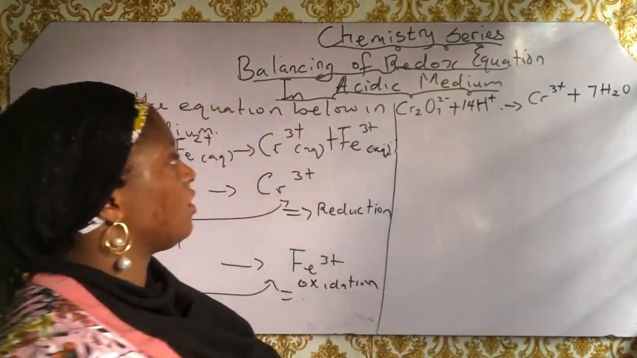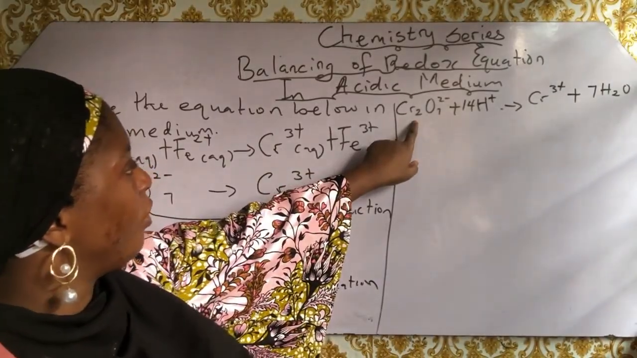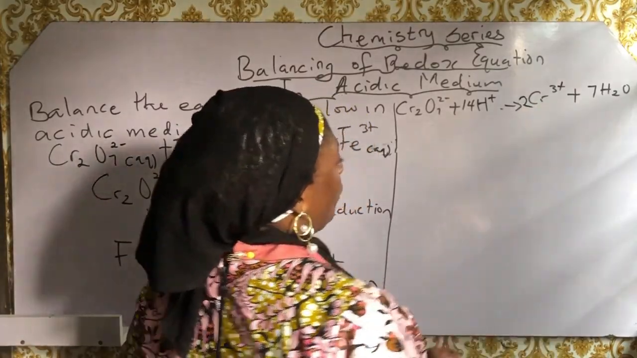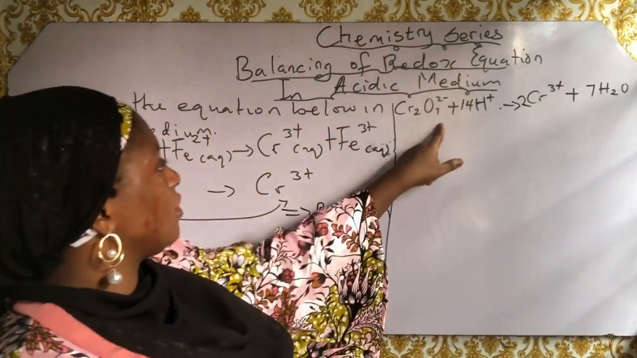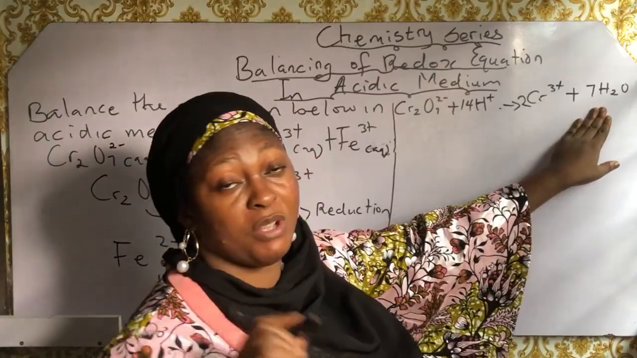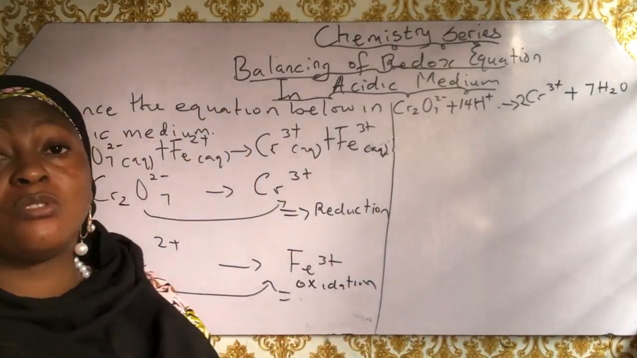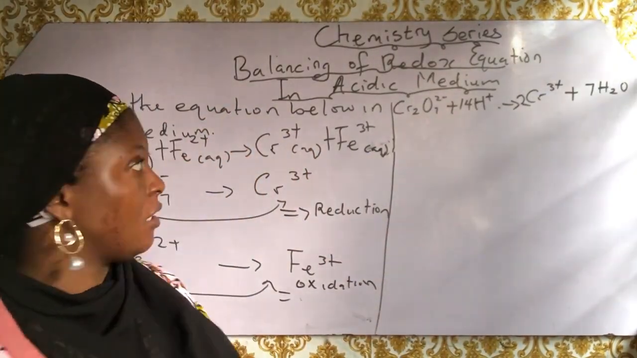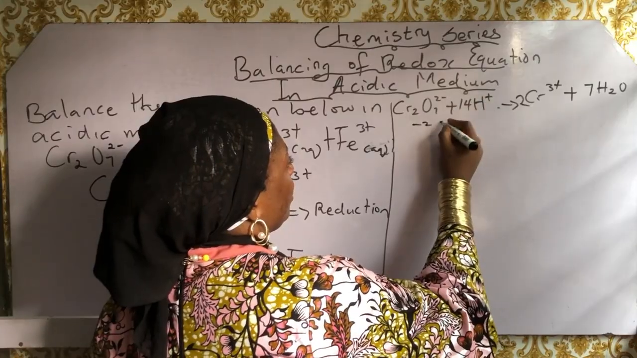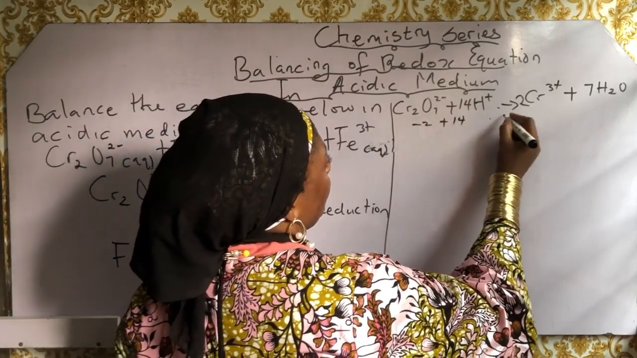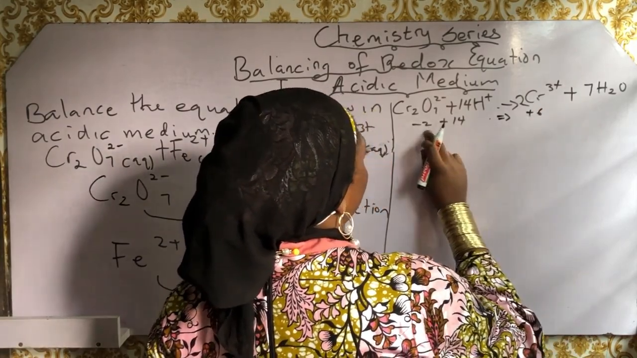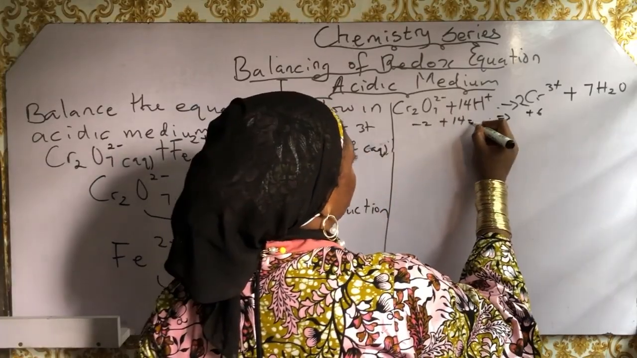Now, you can see here we have 2 chromium, here we have just 1 chromium. Let's balance it up. That is 2. Now, oxygen is 7. Hydrogen is 14, because we have 7 times 2. The next thing is to check the charges and see if the charges are balanced. Here we have negative 2. 14 times plus 1, that is plus 14. Here we have 2 times plus 3, that's plus 6. Now, minus 2 plus 14 is equal to plus 12.